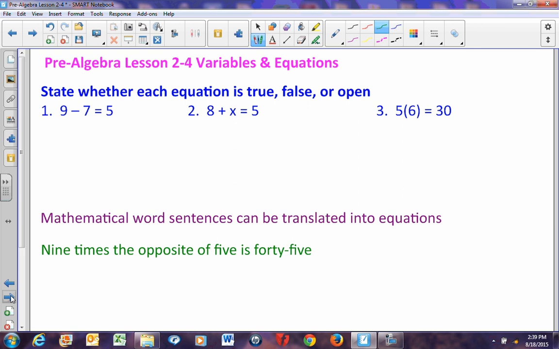Let's take a look at this first problem here. 9 minus 7 equals 5. Well, 9 minus 7 equals 2, so this would be false, because it's a numerical expression that is not true.